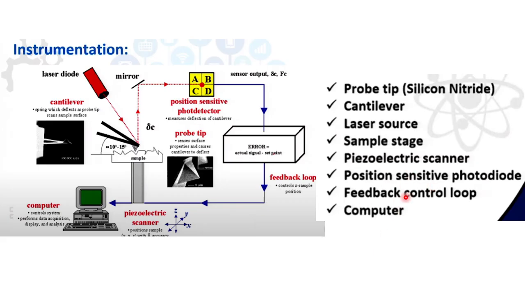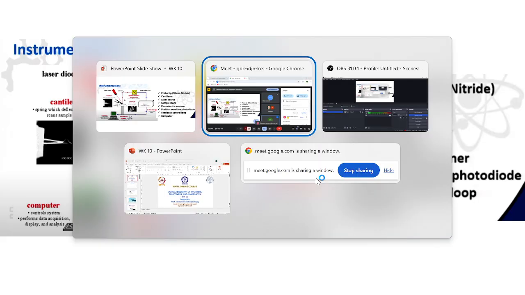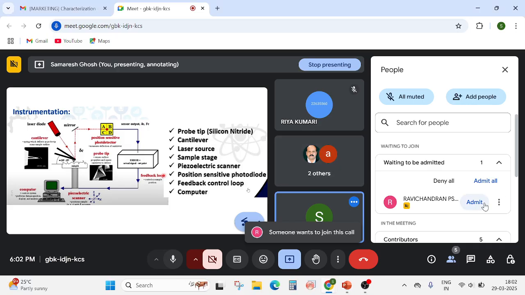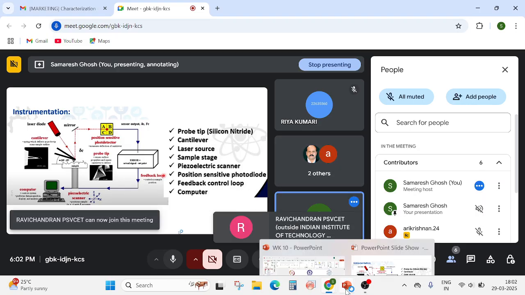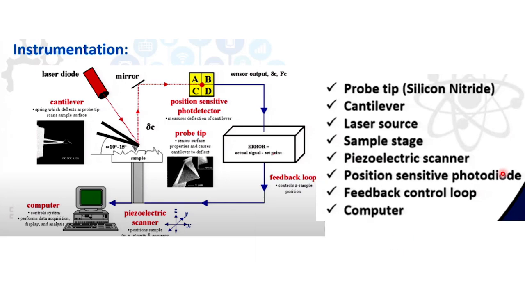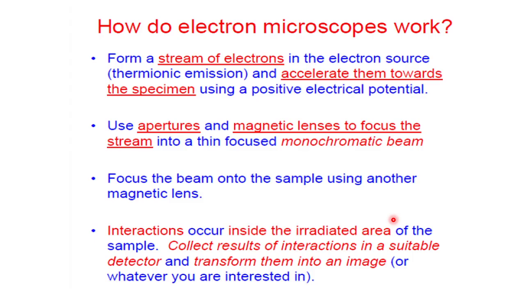Piezoelectric scanner, same here. Why am I using the piezoelectric scanner? Because the mechanism is based on the generation of current and force. Then positive position sensitive photodiode, feedback control loop, and computer.